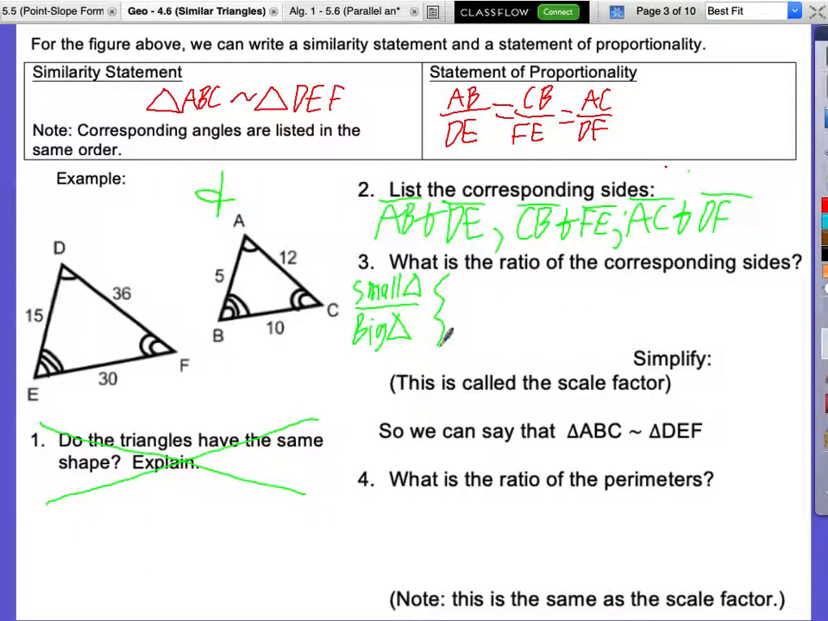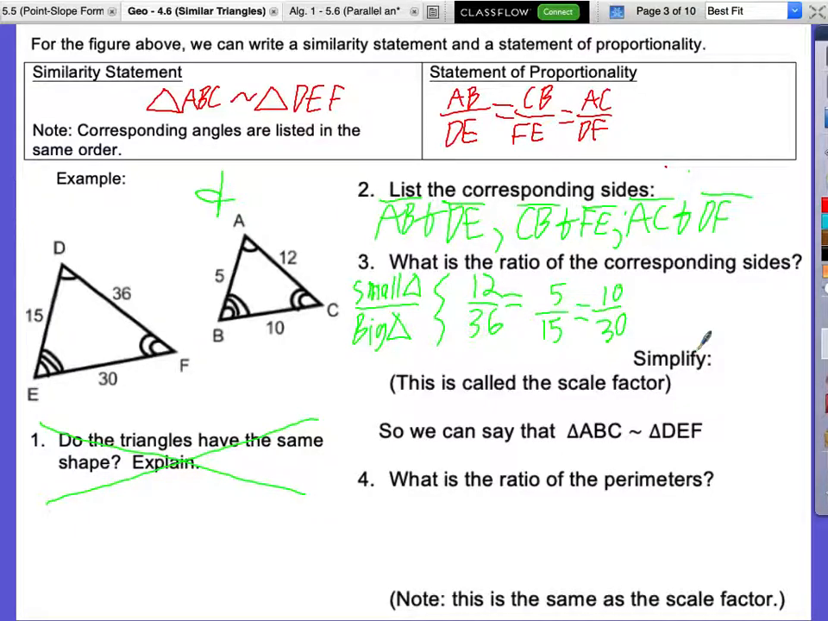Okay, so I heard someone say 12 over 36. That would be one of them, putting the small triangle over the big triangle, AC over DF. Okay, 5 over 15. We have one more. 10 over 30, okay? So if these two triangles are similar, then we need all these ratios to be equal.